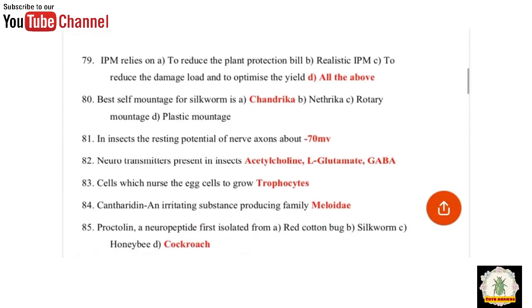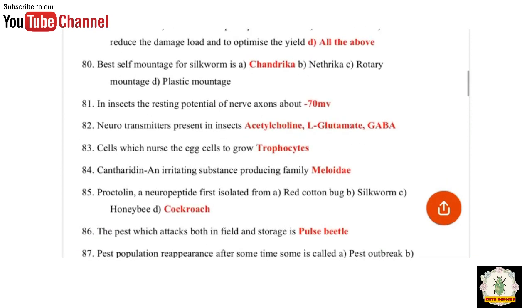Proctolin, a neuropeptide, was first isolated from. Options were red cotton bug, silkworm, honeybee, and the last is cockroach. So the correct answer is cockroach. This proctolin is a neuropeptide first isolated from cockroach. Next, the pest which attacks both in field and storage. This pulse beetle is the pest that attacks both in storage and field conditions.